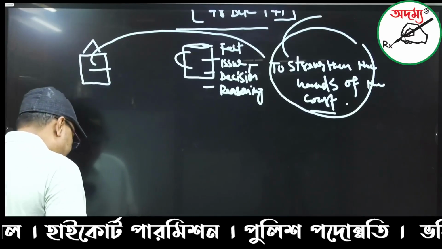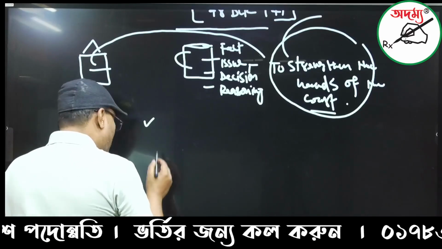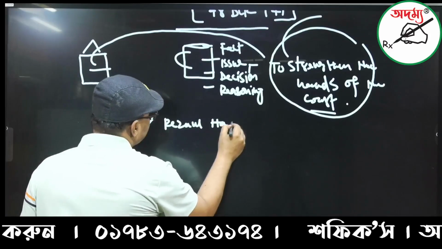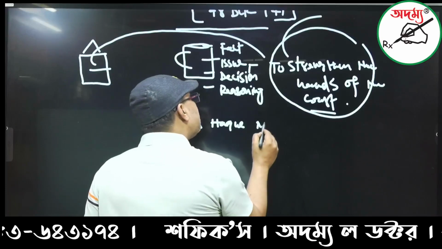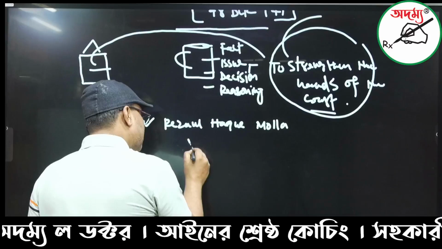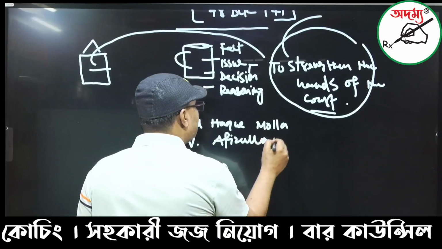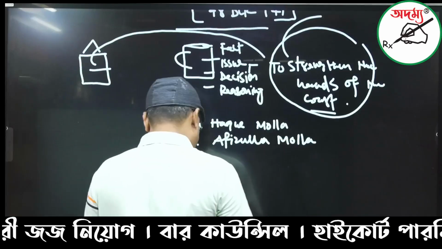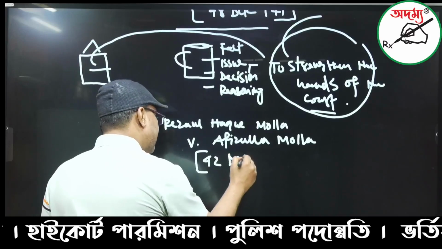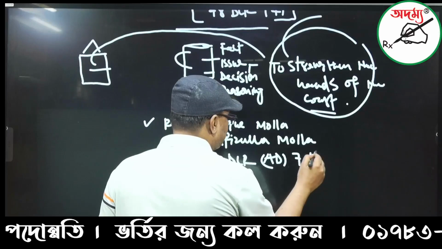But in the ending moments, we have to go through the instruction. But the Rezaul Haq Mullah, so what exactly is the Rezaul Haq? Mr. Rezaul Haq Mullah versus Afizullah Mullah. In this case, this is 42 DLR, Appellate Division 74. This is the case law.